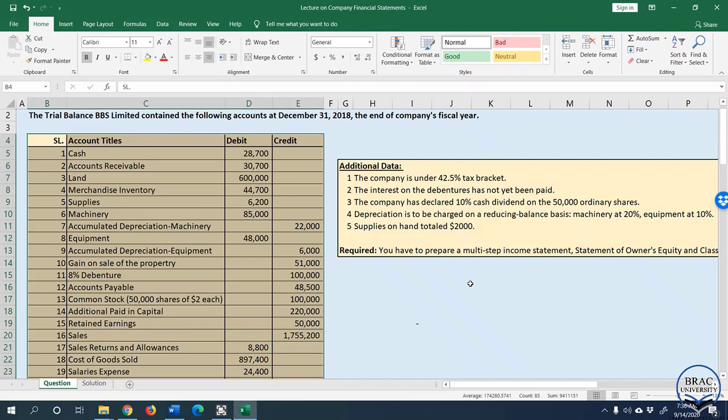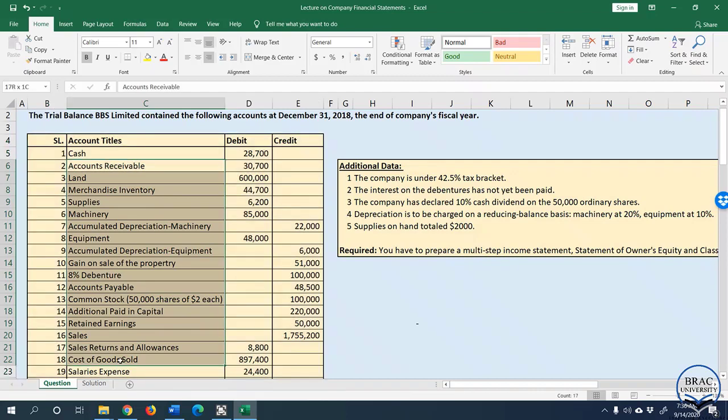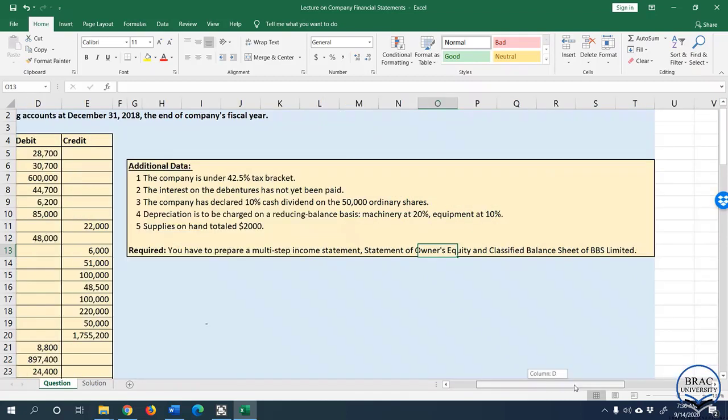And it's not like the trial balance alone will be enough. You will also be given some additional information that will have some impact on the values of these particular accounts. After getting the trial balance and incorporating the effect of the additional data, we can prepare a multiple step income statement, statement of owner's equity, and classified balance sheet for PBS Limited.